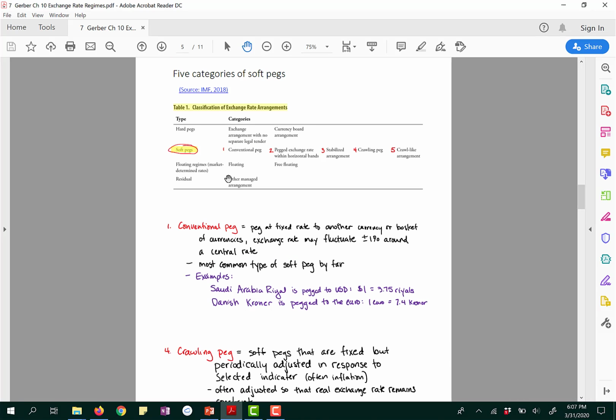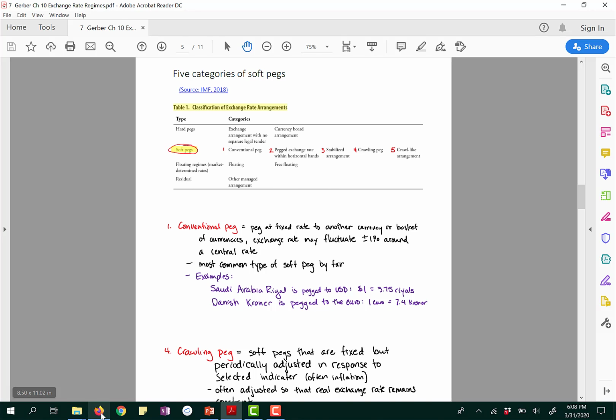There are actually 5 categories of soft pegs in the IMF classification. We're not going to go through the details of each one. That's beyond the scope of this lecture. But the conventional peg, the first one, is sort of the plain vanilla, most commonly used type of peg. The exchange rate essentially can fluctuate plus or minus 1% around a central band.